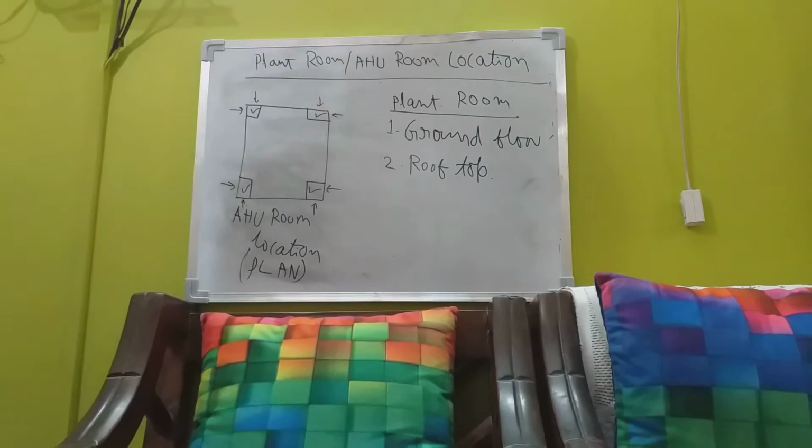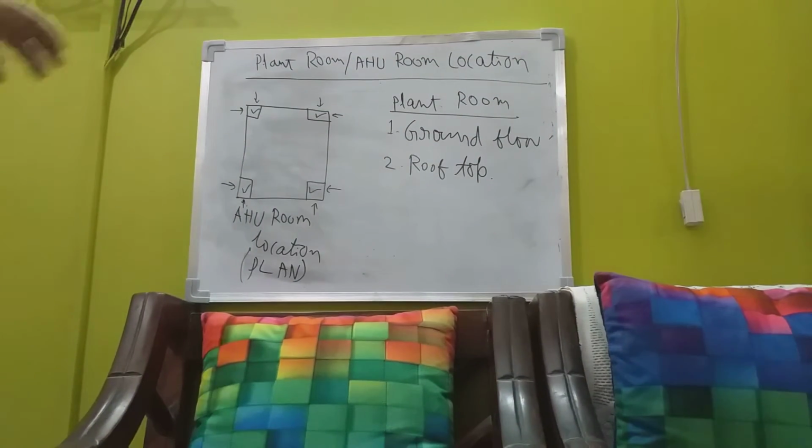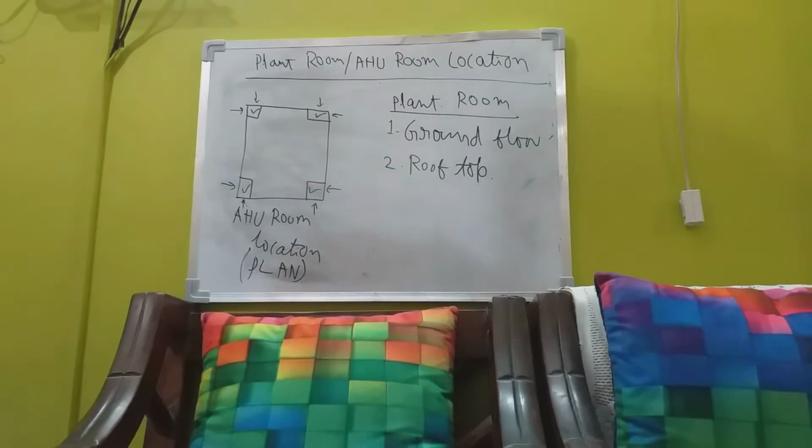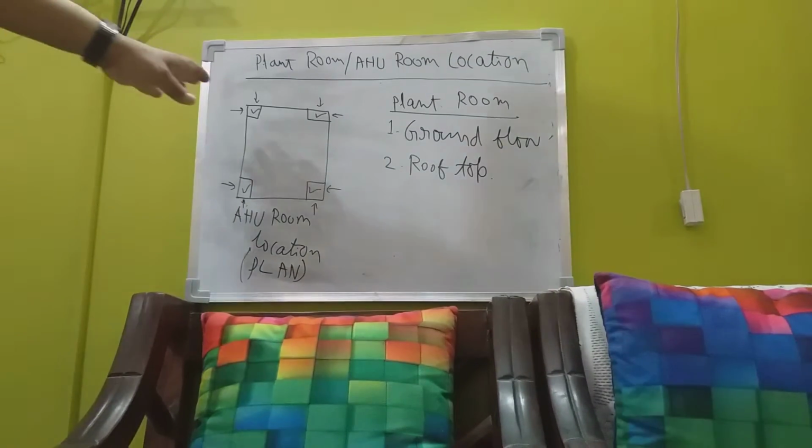We know that in the AHU room we make a mixture of return air and fresh air. To make that mixture, we need the AHU rooms to be taken at the corners of the building, if the building is rectangular or square.